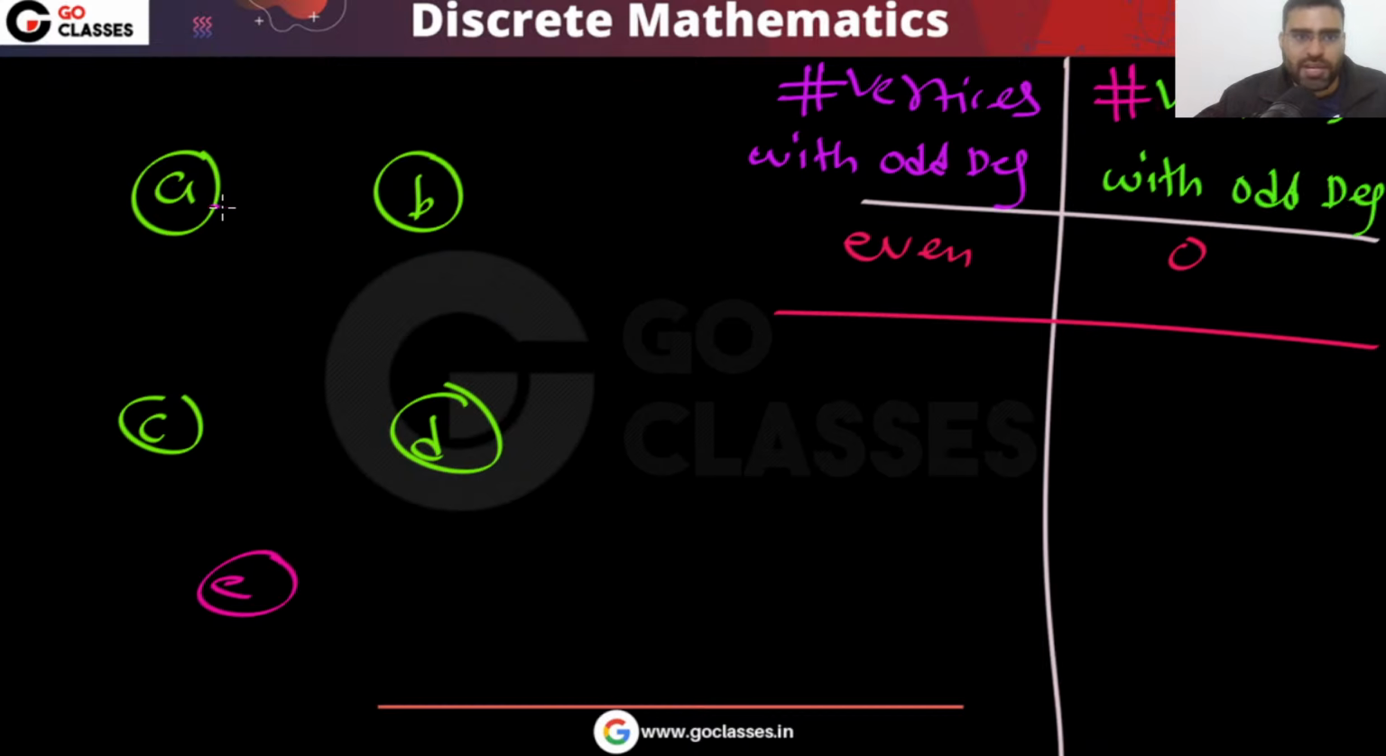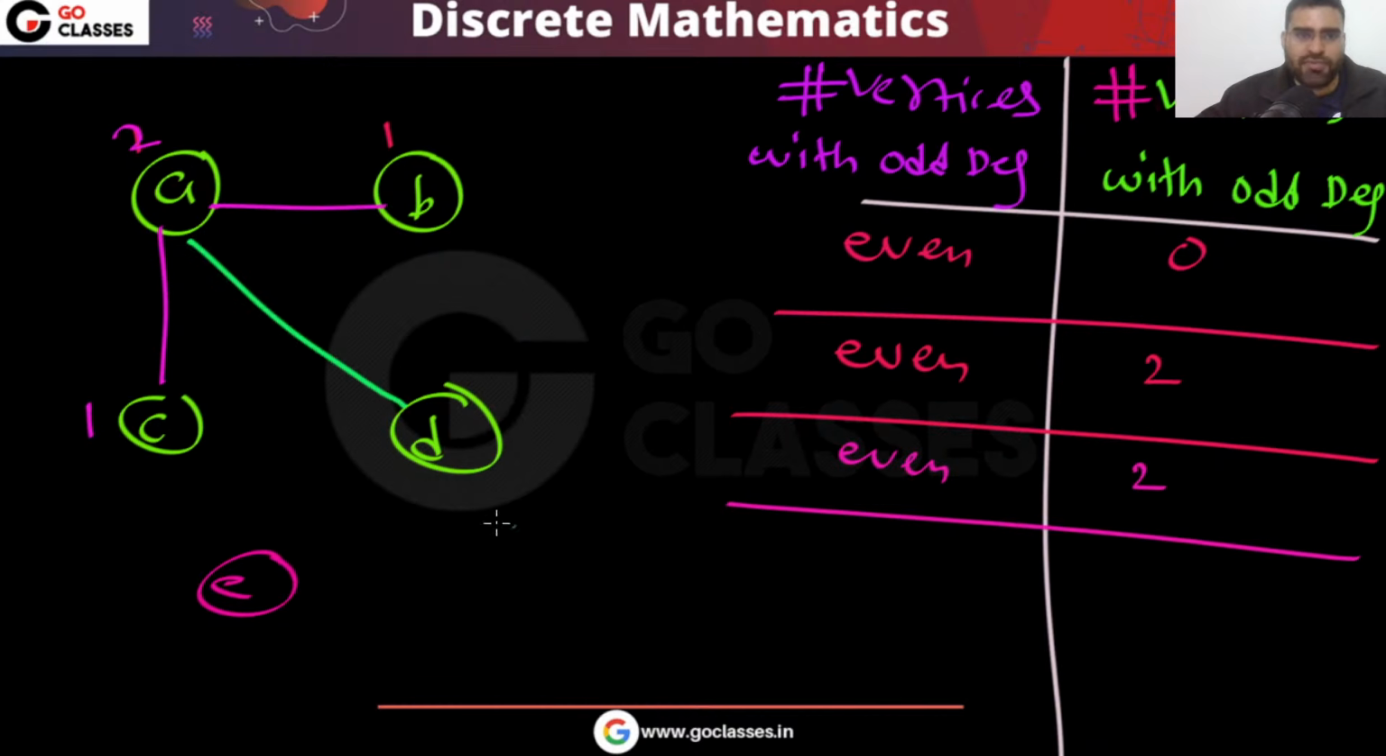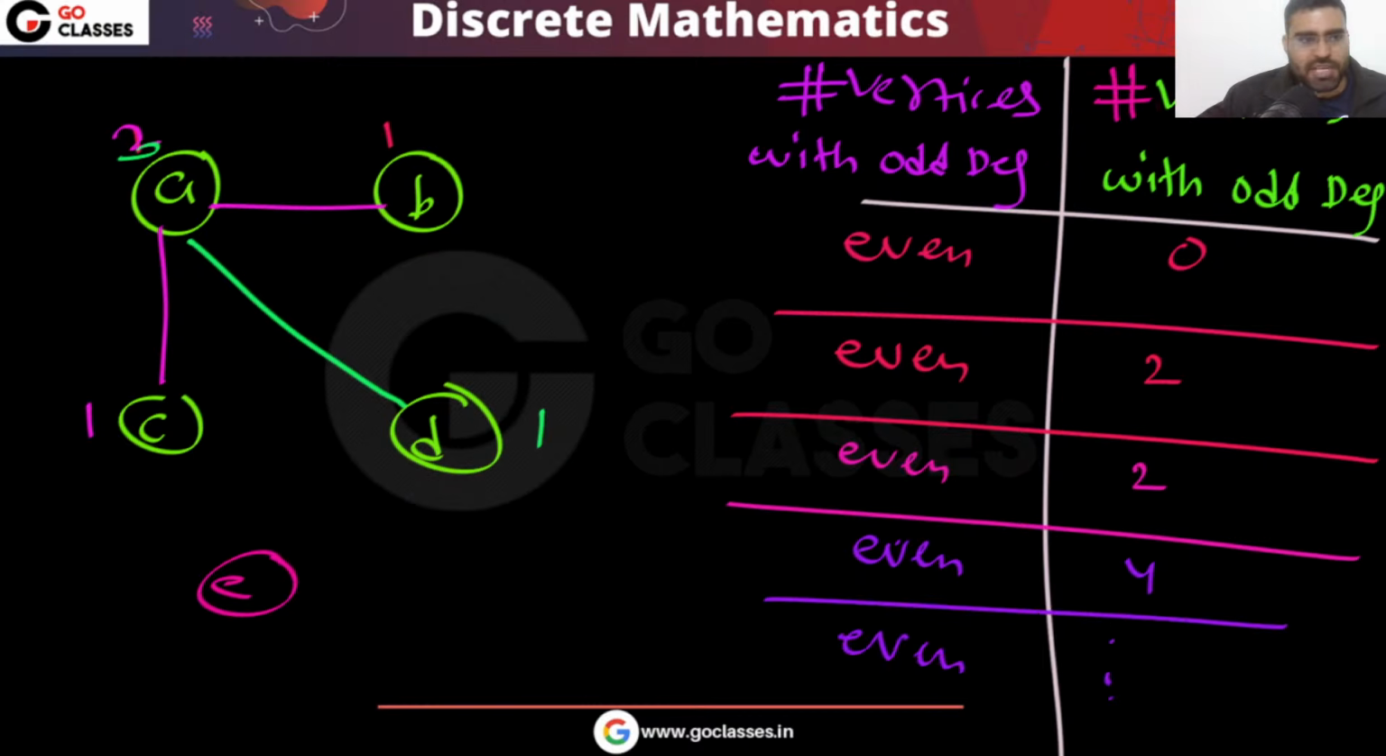Now if I do this, how many vertices have odd degree? There are 2, and that is also even. If I do this, now this is 2, this is 1, so again you have 2. Whatever you do, if I do this, now this has degree 3, this has degree 1, this has degree 1, again you have 4 odd degree vertices, and that is also even. Whatever you do, that will always be even.